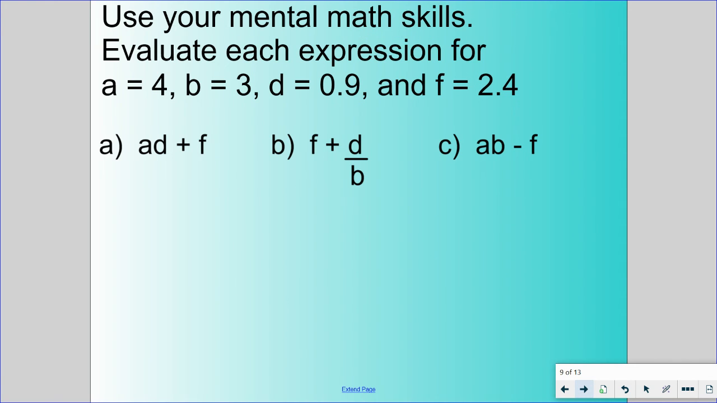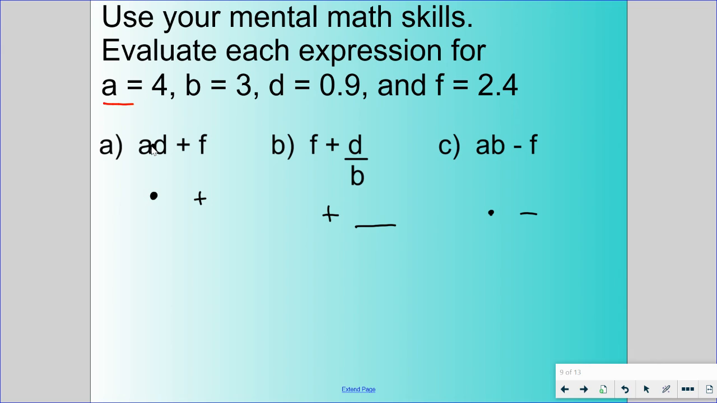All right, folks, one last part to crank it up a notch, and that's doing a little algebra. So we're going to use mental math skills to evaluate each expression for the following quantities. Now, let me take a look at A. I'm going to go ahead for each of these.